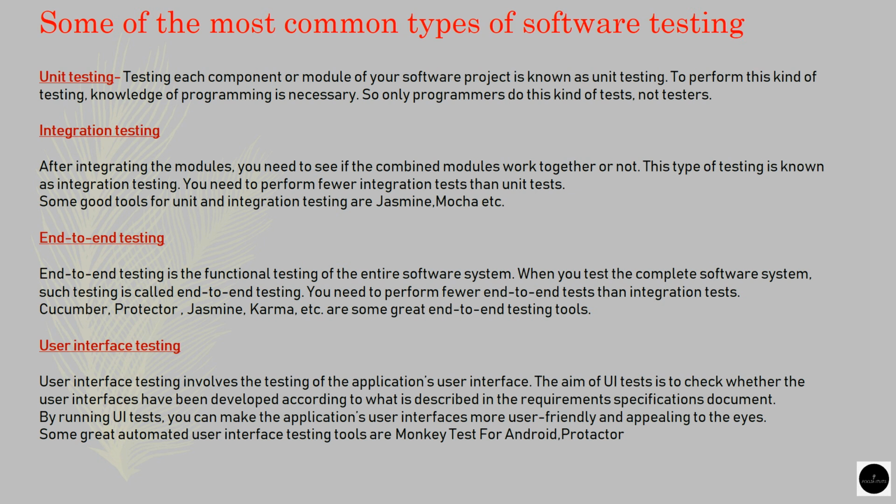User interface testing. User interface testing involves the testing of the application user interface. The aim of a UI test is to check whether the user interface has been developed according to what is described in the requirements specification document. By running UI tests, you can make the application's user interface more user friendly and appealing to the eyes. Some great automated user interface testing tools are Monkey Test for Android, Protractor, etc.